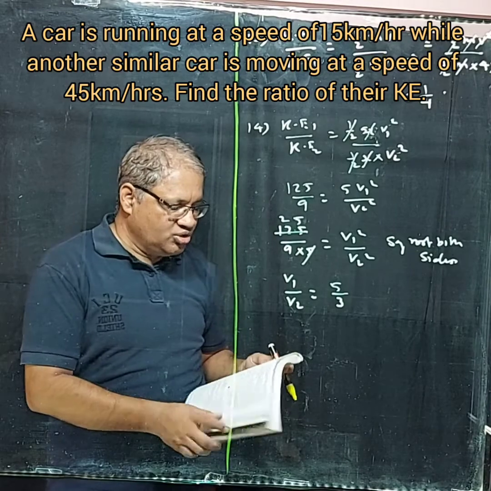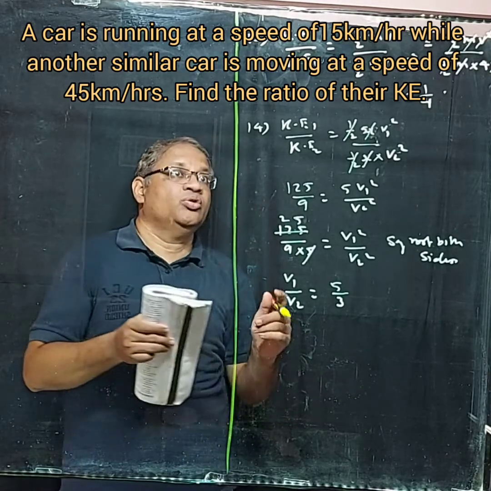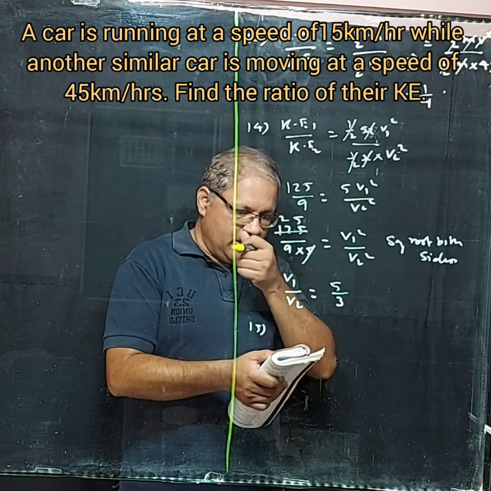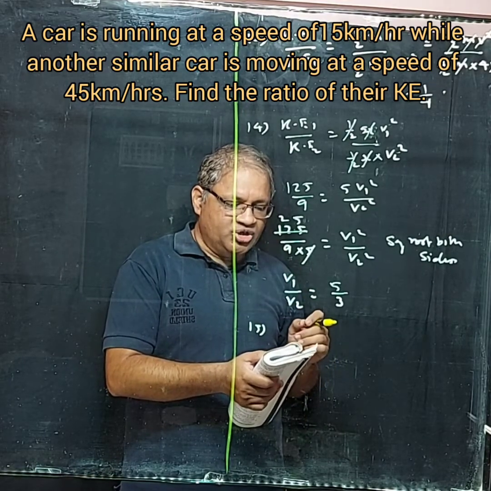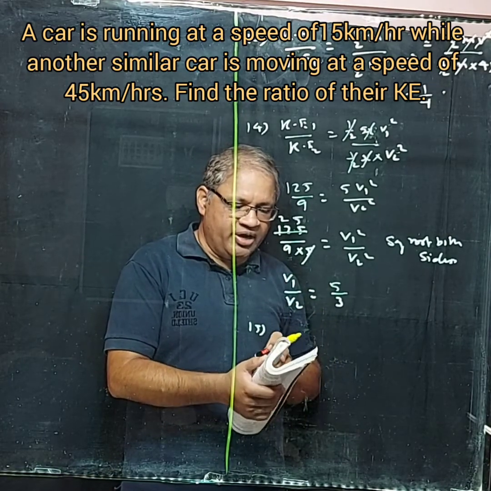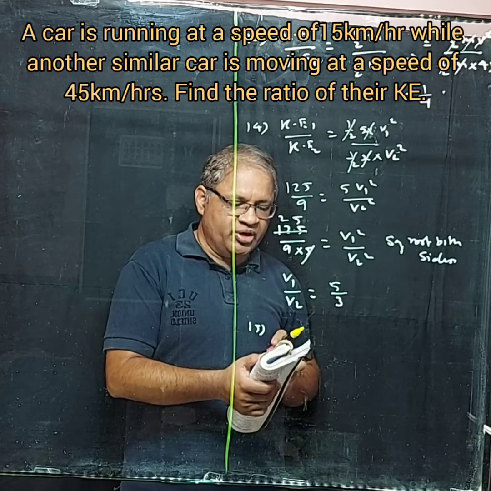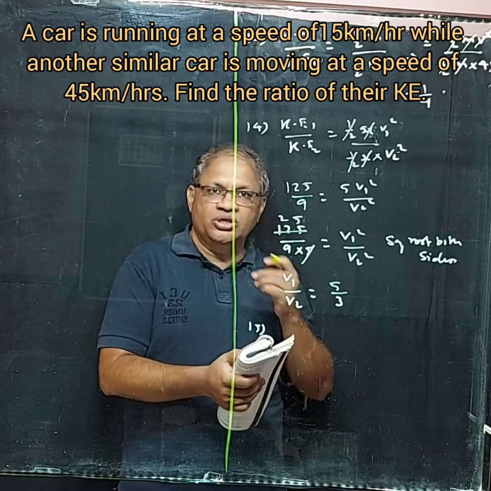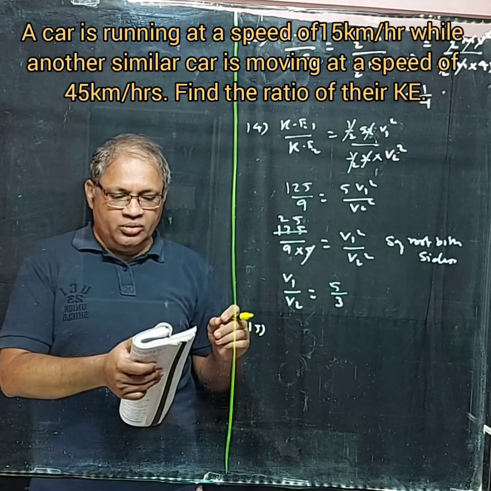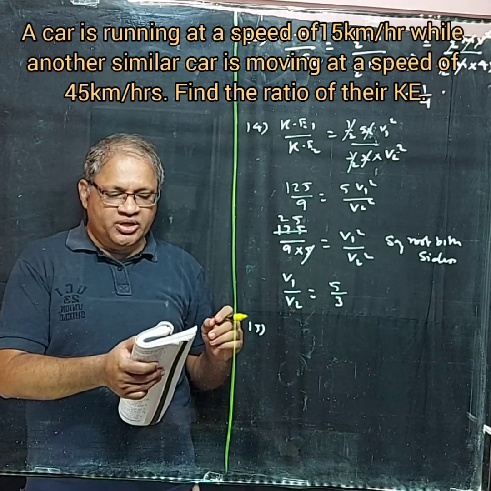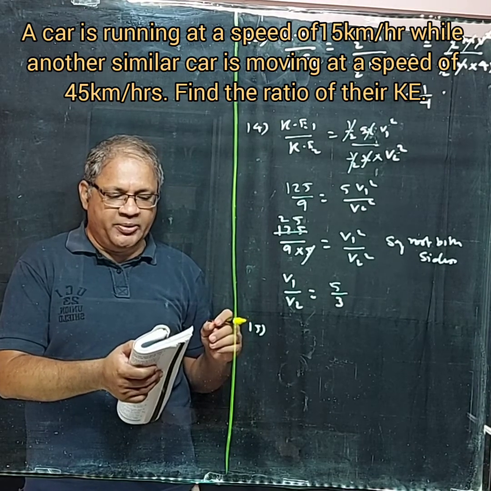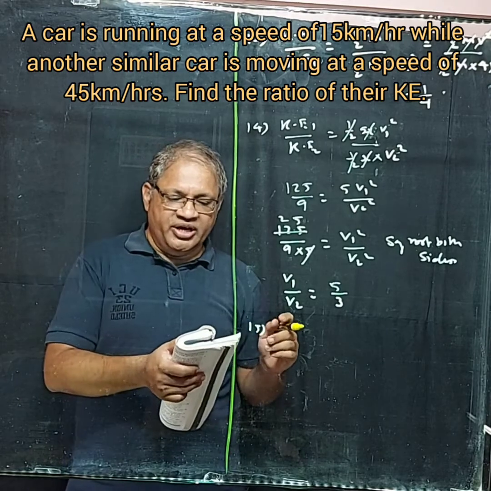Alright. Next question, question number 15. A car is running at a speed of 15 kilometers per hour while another car is moving with a speed of 45 kilometers per hour. Find the ratio of the kinetic energy. So it's similar to this only. One car speed is 15 kilometers per hour and the second car speed is 45 kilometers per hour. Ratio of the kinetic energy.